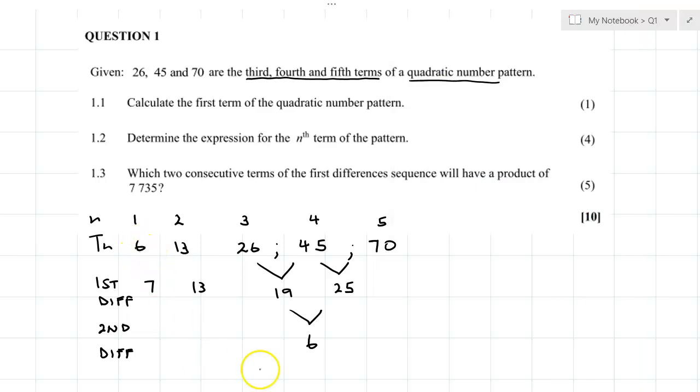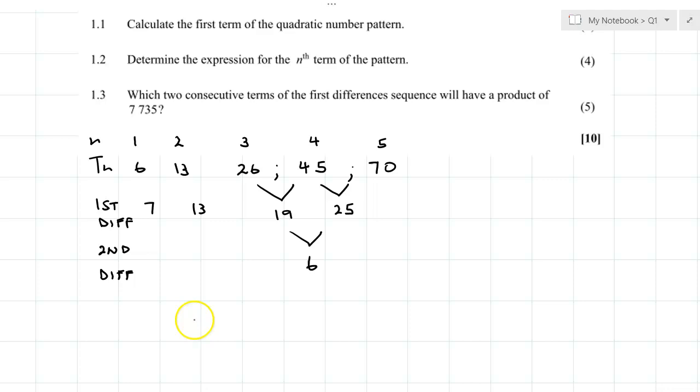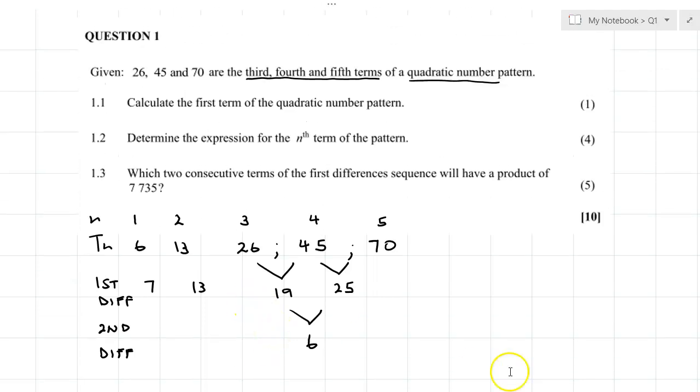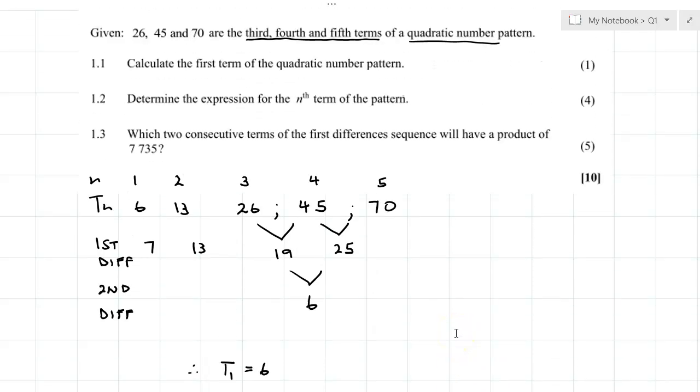So we can conclude, therefore, T1, the first term, is equal to 6. It was a little bit complex there for 1 mark. We can work it out by setting out our sequence properly. Remember, n is the position of our term and Tn is our actual term. Also, please note that the first difference of a quadratic sequence is a linear sequence and the second difference is constant. So we are done with that.